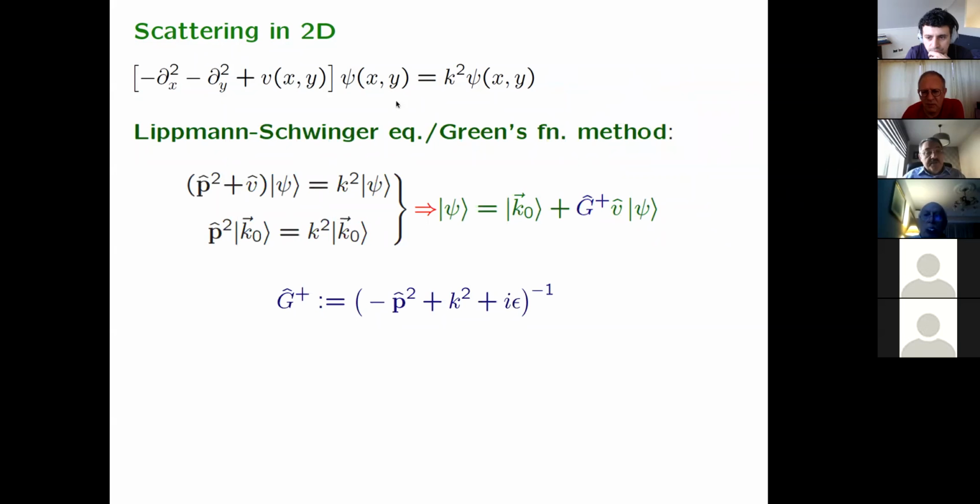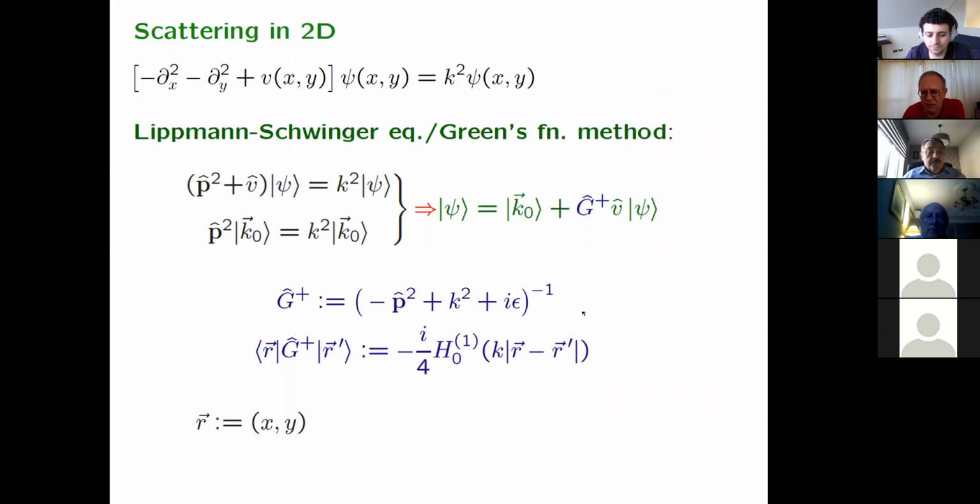Now you can use the famous Lippmann-Schwinger formalism. From the Schrödinger equation written here in terms of operators and the free Schrödinger equation, you can derive the Lippmann-Schwinger equation, which is this. G plus is the outgoing Green's function, and its kernel or propagator in 2 dimensions is given by the Hankel function, H_0^(1).